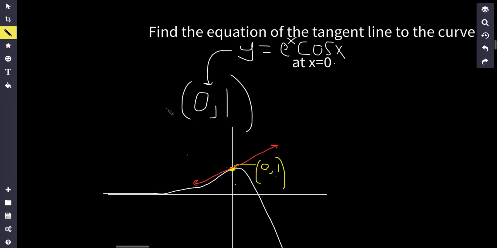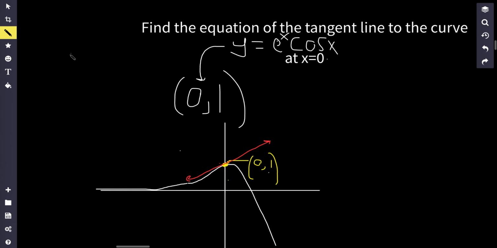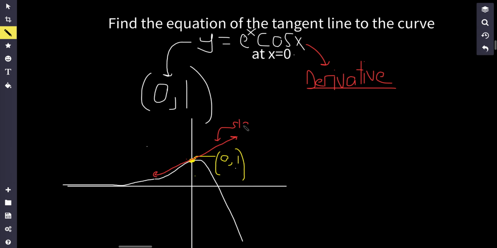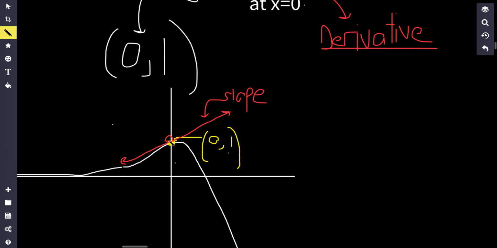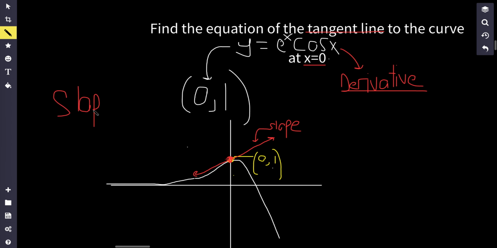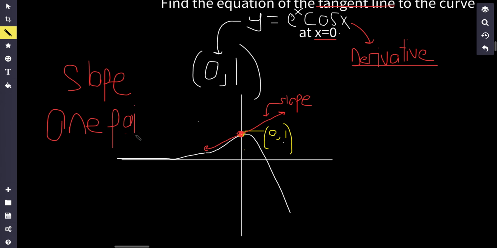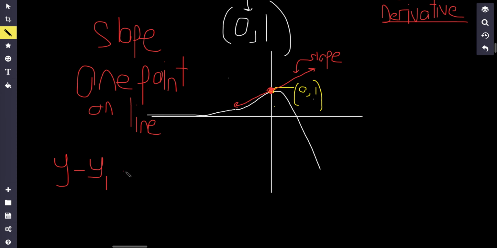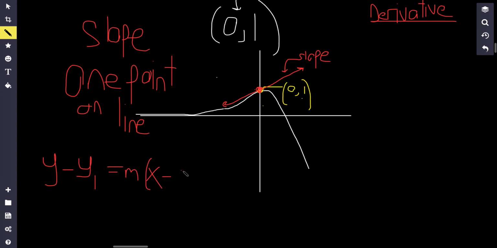In order to find the equation of a line, let's plan out what we're doing. If we take the derivative of this function, we know that the derivative gives us the slope of our line. We also know that our line crosses the point (0, 1). So if we know the slope of a line and we know one point on the line, we can use the point-slope formula, which states y minus y1 is equal to m times x minus x1.